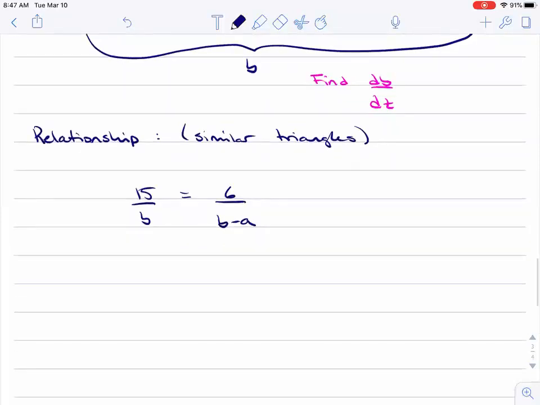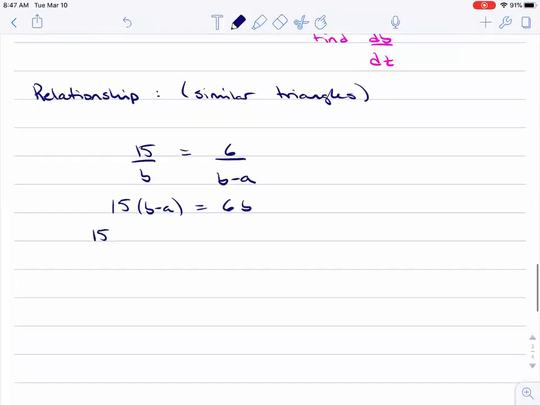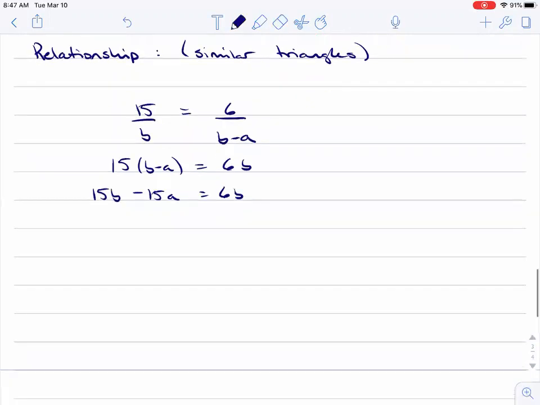So now I can cross multiply and I get 15 times B minus A is 6B. So I get 15B minus 15A is 6B. 15B minus 6B makes 9B, which is going to be 15A if I move it over to the right-hand side. So that's our relationship, how A and B are related.